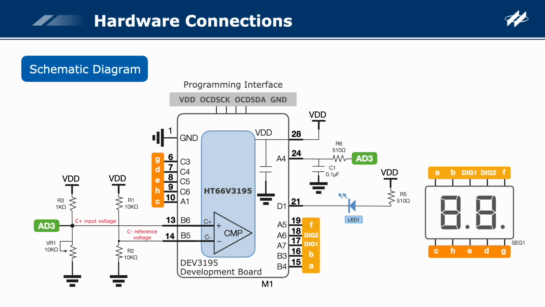On the right side of the schematic, you'll see 2 circuits. One for the digital tube display, and one for the LED indicator. We use a 2-digit common anode digital tube here. The comparator's positive input voltage is sampled by the ADC and shown on the digital tube. If the positive input voltage is higher than the negative reference voltage, the LED lights up. Otherwise, it turns off.